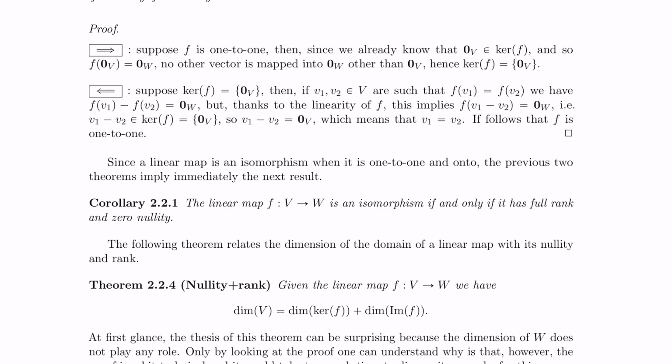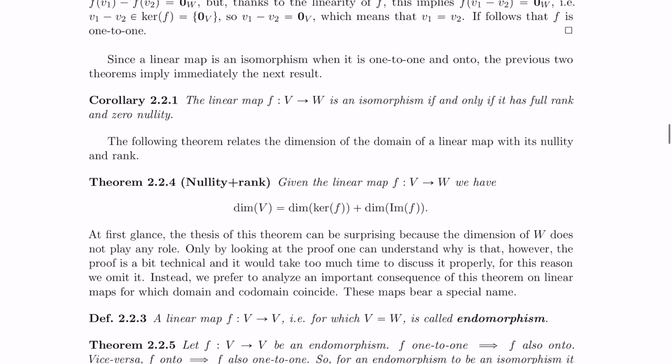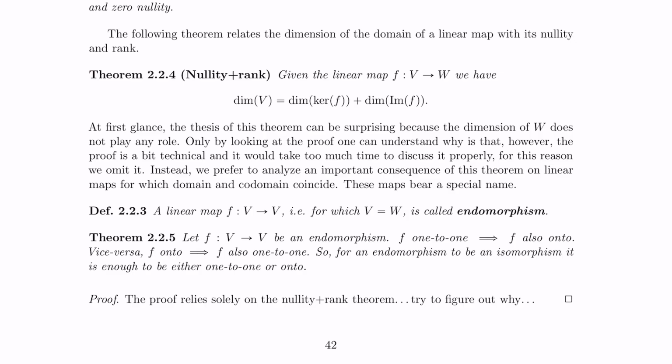Let's now discuss a very important result on linear maps that is called the nullity plus rank theorem. The precise statement is the following. Given a linear map f from V to W, we have that the dimension of V is given by the sum of the dimension of the kernel of f and the dimension of its image. That is, the dimension of V is the nullity plus the rank of f. We are not going to discuss the proof of this theorem because it's quite technical.